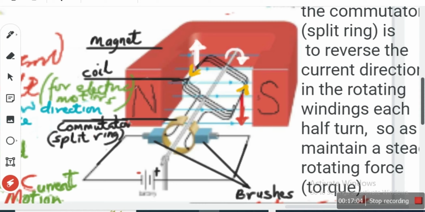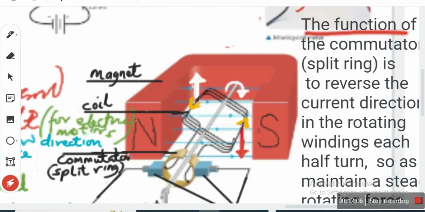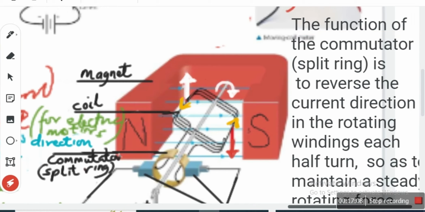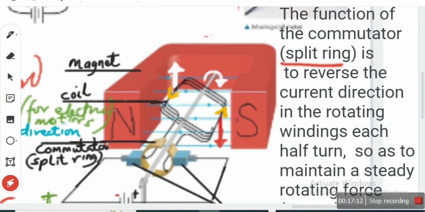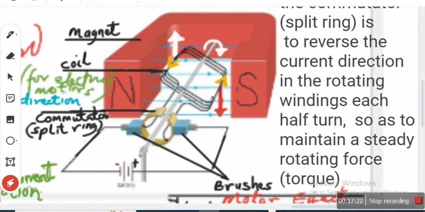This is where I talked about what the commutator does. The function of the commutator, let me just read it out, then I will talk about it. What's the function of the commutator, which of course we call split ring? The function of the commutator or split ring is to reverse the current direction in the rotating windings each half turn, so as to maintain a steady rotation or rotating force or torque.